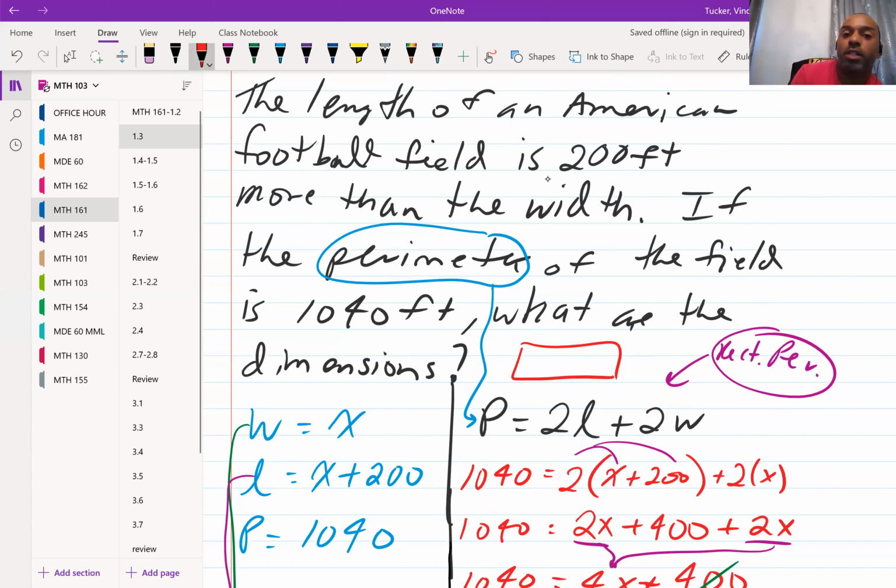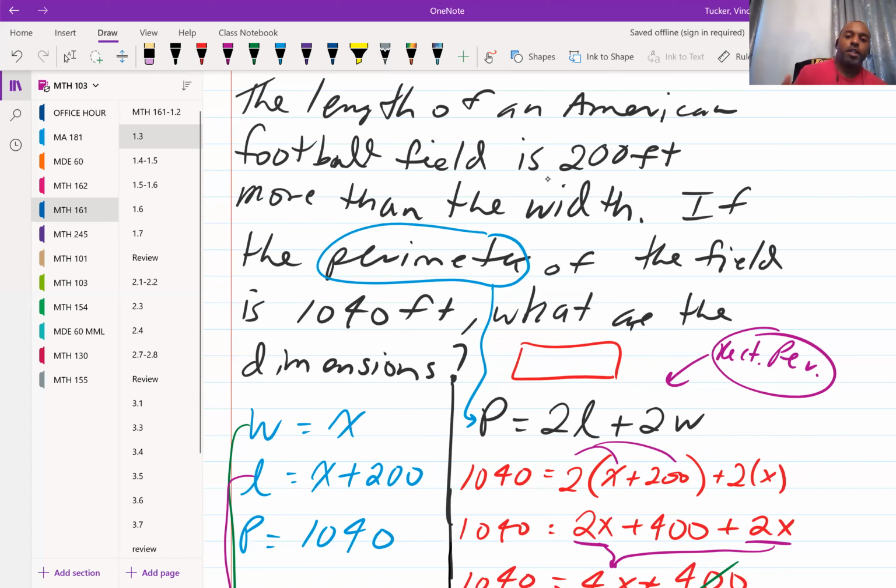So when we look at the description of the length, it says that the football field is 200 feet more than the width. So what we would do is call the width X and then call the length X plus 200. All right. Make sure we're okay with that. We call 1X the width, and the length, which is going to be longer than the width, X plus 200.